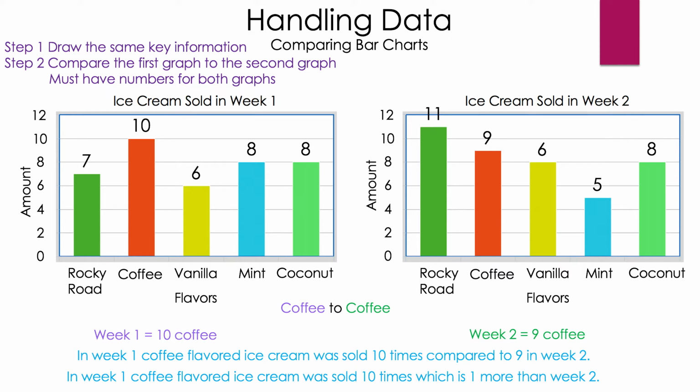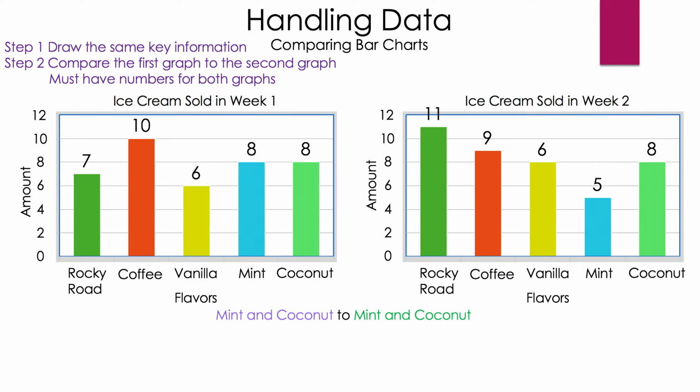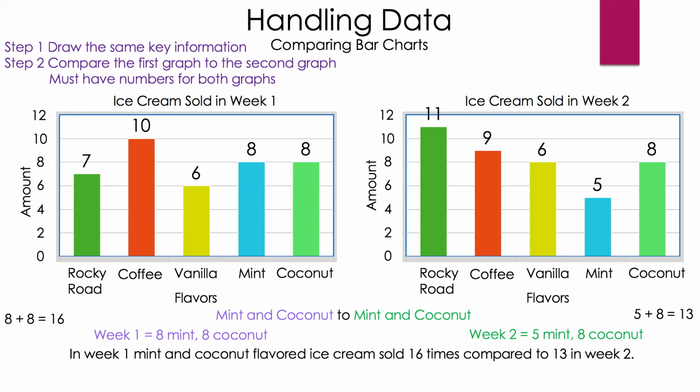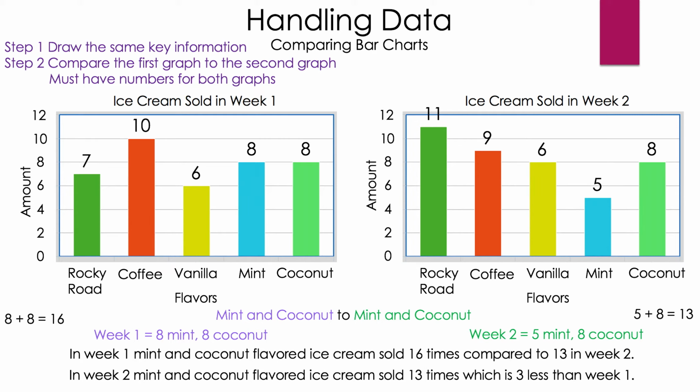So let's move on and let's talk about mint and coconut. Now we're going to draw the same information for week 1 and week 2. Now we have to add them together, and we get 16 for week 1, 13 for week 2. And then let's go ahead and write the first sentence. We have in week 1, mint and coconut flavored ice cream sold 16 times compared to 13 in week 2. Or if you don't like that, you can write in week 2, mint and coconut flavored ice cream sold 13 times, which is 3 less than week 1. And those are your answers.